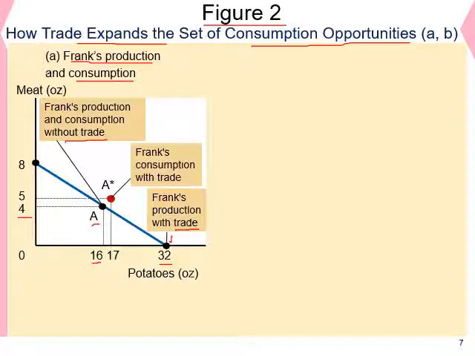Frank will trade 15 ounces of potato to Rose to get 5 ounces of meat, and Frank will be left with 32 minus 15, which is 17 ounces of potato. So therefore, Frank's consumption with trade will be at A star, where he is consuming 5 ounces of meat and 17 ounces of potato. Frank will be able to consume outside his PPF, which is this line.